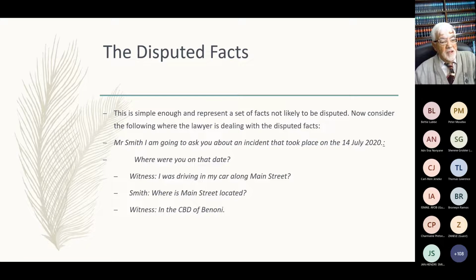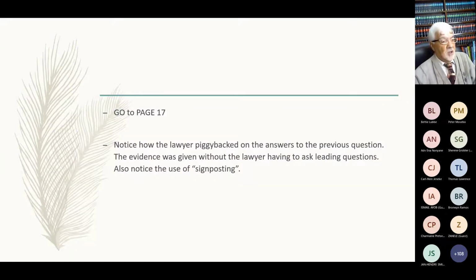Now, what happens when you are dealing with disputes? Look at this. Mr. Smith, I'm going to ask you about an incident that took place on the 14th of July, 2020. Right. Now, headline, signpost. You told Smith, this is what I'm going to ask you about. Now you go, where were you on that date? I was driving my car on Main Street. Where is Main Street located? It is in the CBD of Benoni.